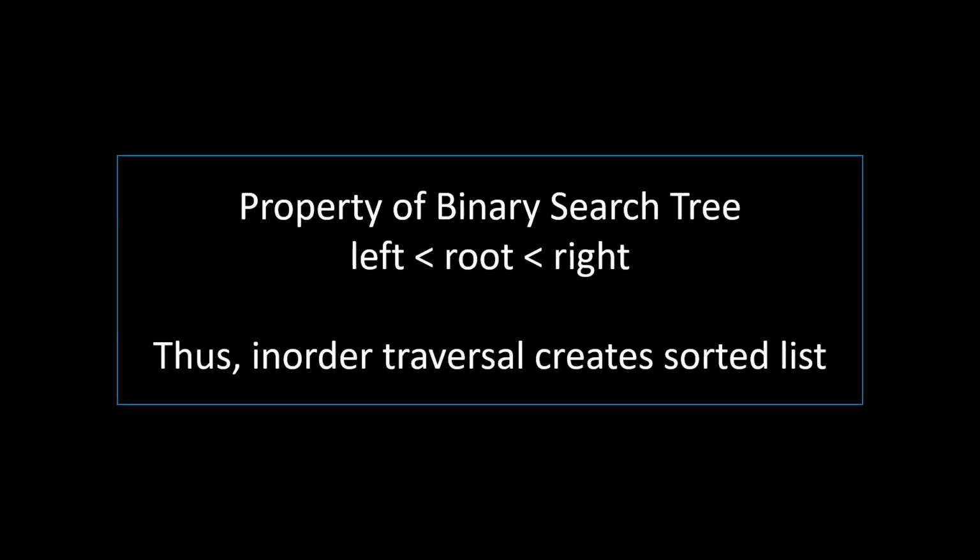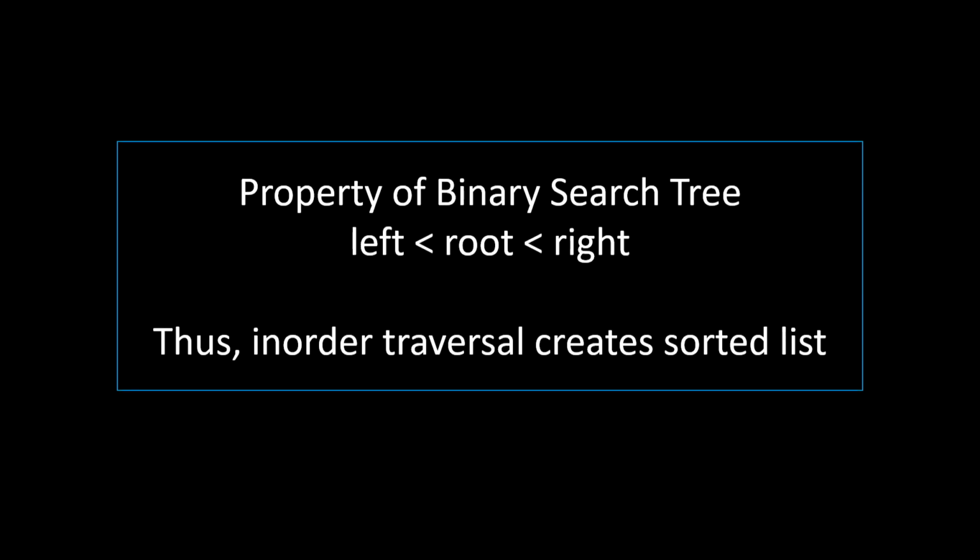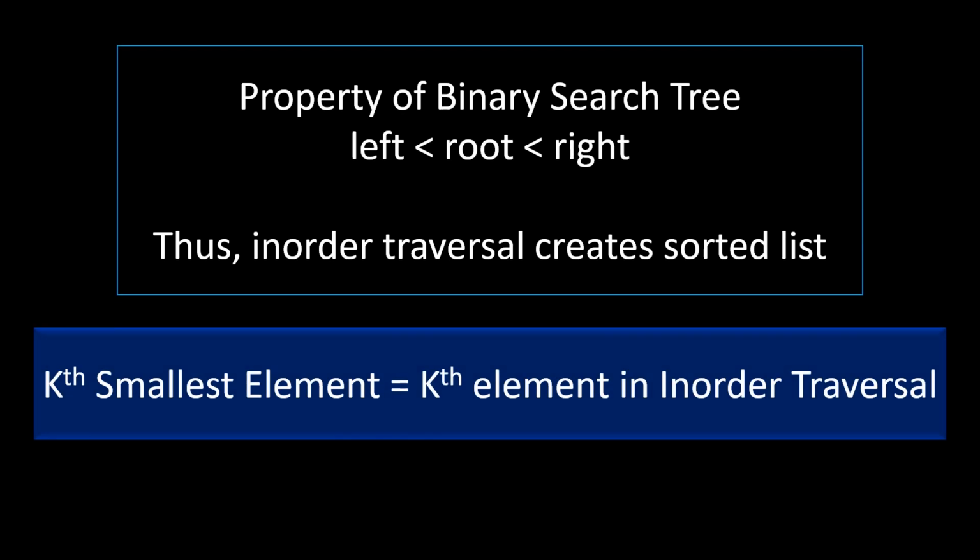Till now, we are well versed with the properties of BST that states that the left is less than root, which is less than right. Thus, when we try to write down the in-order traversal for BST, it gives us sorted list of elements. Thus, our question can now be rephrased as find out the kth element in in-order traversal. Now that we know this, this question is a straightforward in-order traversal problem.